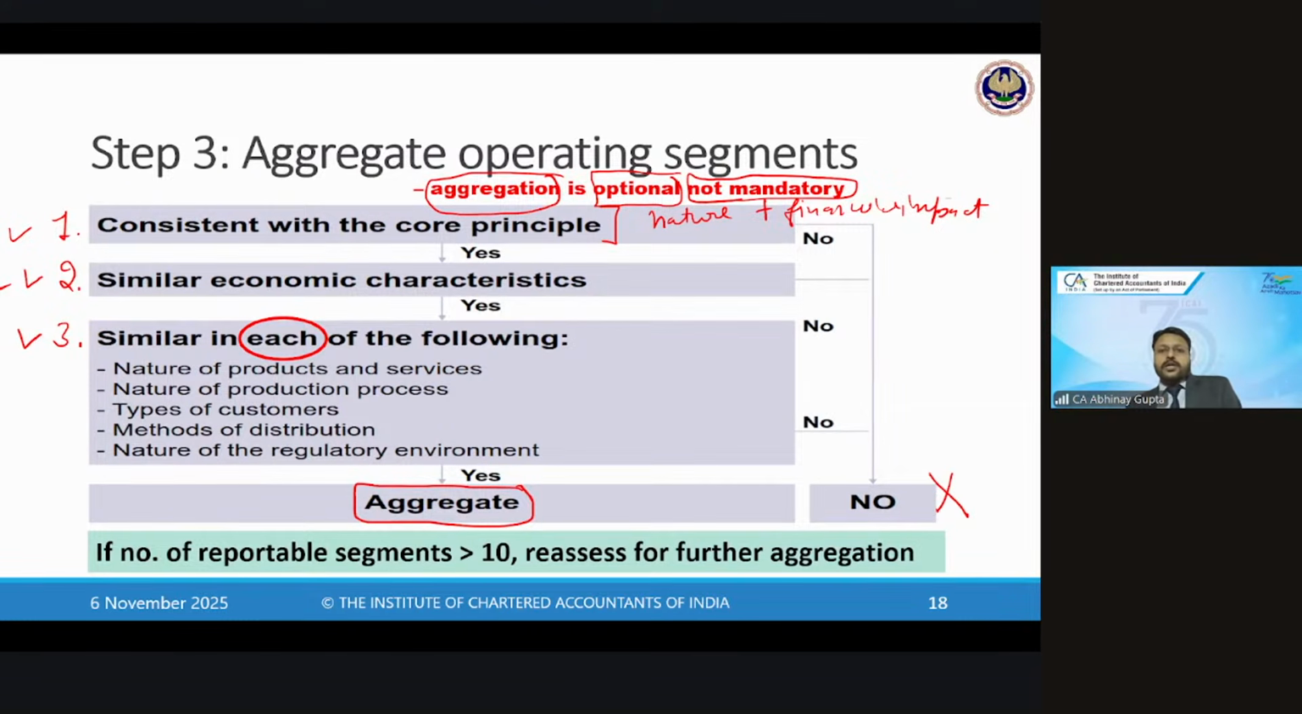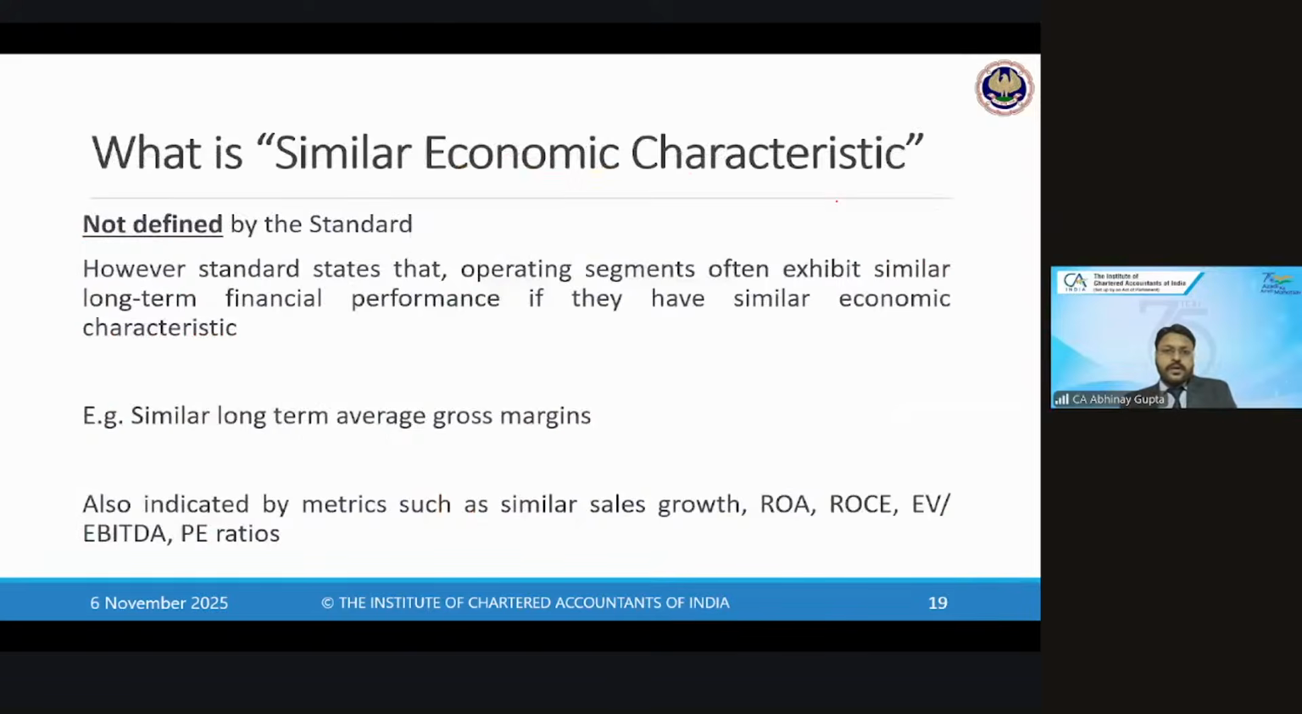Then, similar economic characteristics. What do you mean by economic characteristics? Economic characteristics are not defined by the standard. So that is left to your professional skepticism. You need to understand what economic environment or economic characteristic means, right? The standard doesn't define what similar economic characteristics means, right?